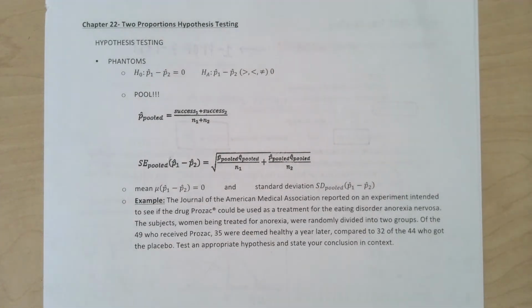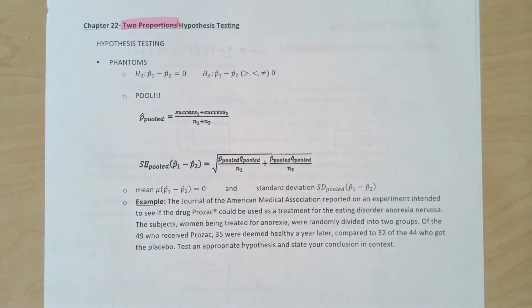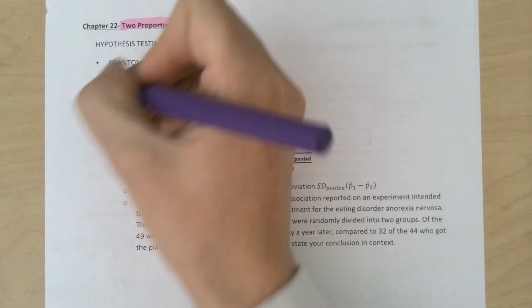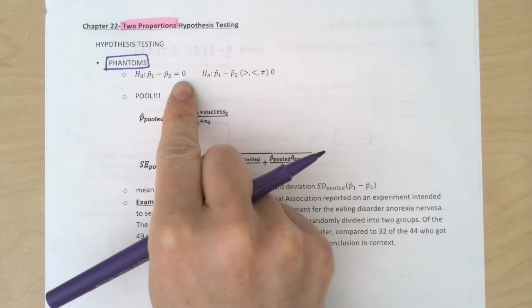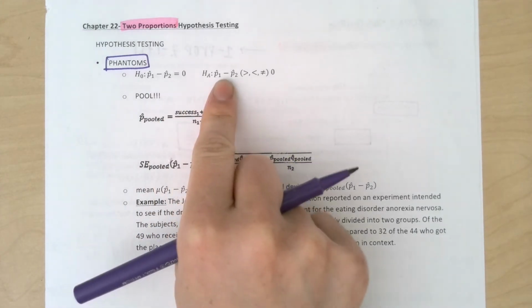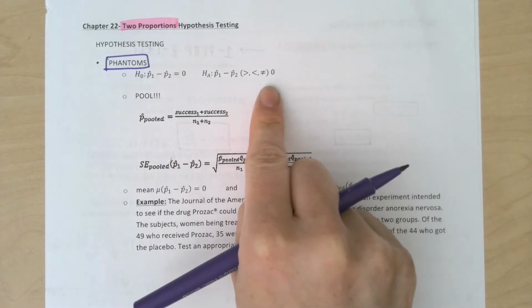All right, two proportion hypothesis testing is next. So in this case, they'll give you two samples and two proportions. I personally think that this is the hardest type of hypothesis testing because this is where we have to pool. So we still are using p-hat since we're running a hypothesis test. Your null hypothesis should always be that the difference between the proportions is 0. Alternatively, we'll try to show that it's either greater than, less than, or not equal to 0.